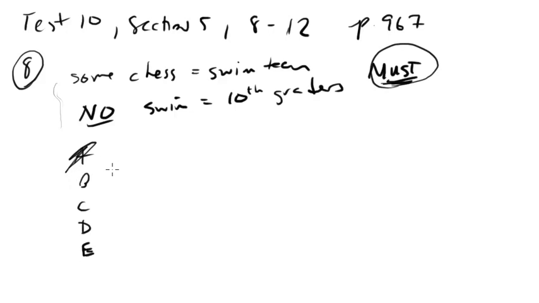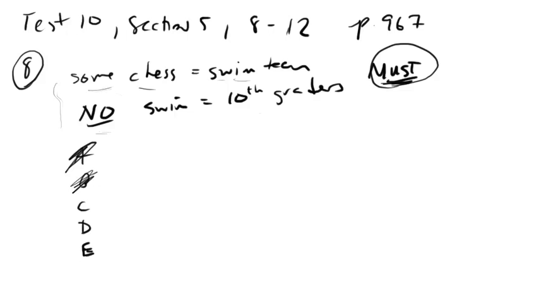B. Some members of the chess club are 10th graders. It looks like that cannot be true, because look what they say. They say some chess members are on the swim team, and no swim team are 10th graders. So at the very least, we know that some chess members are not 10th graders, but we don't know anything more beyond that. So this can't prove it either way. No good. C. Some members of the chess club are not 10th graders.